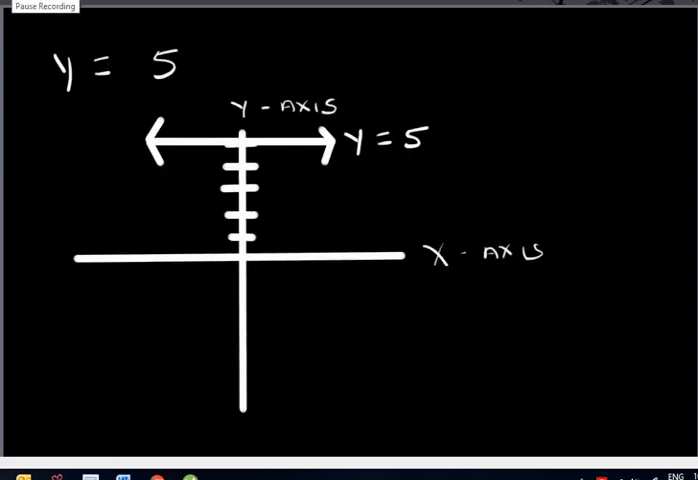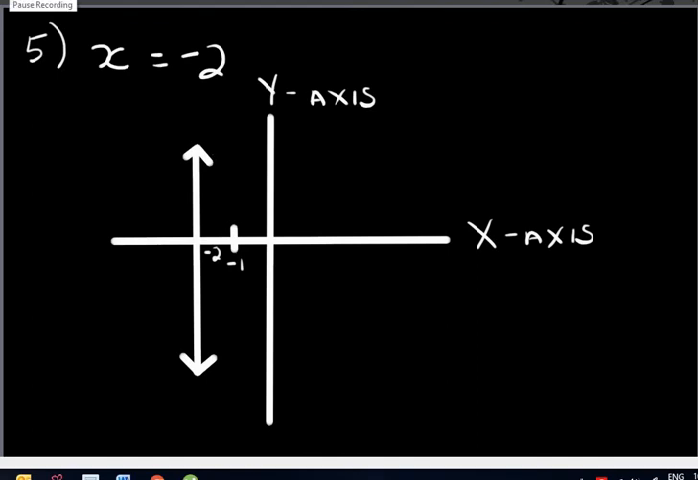This is the graph y is equal to 5. Remember, with these graphs, they are either parallel to the x-axis or they are parallel to the y-axis. So there are no calculations that are necessary. All you do is simply draw the line where y cuts the y-axis at 5, and that's the end of it.